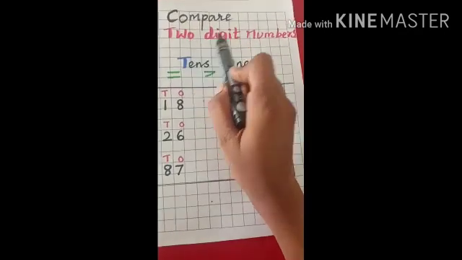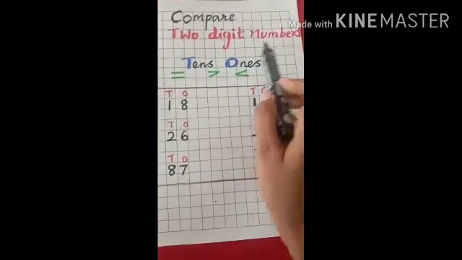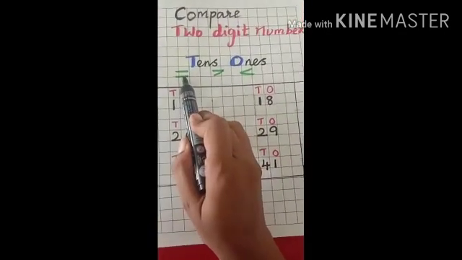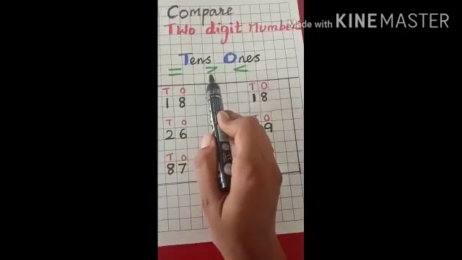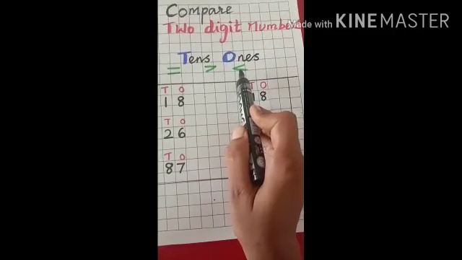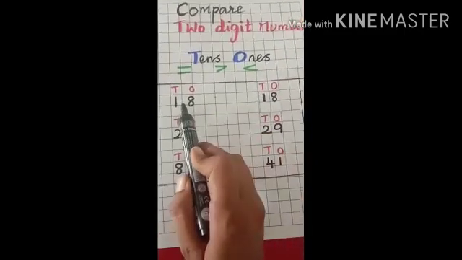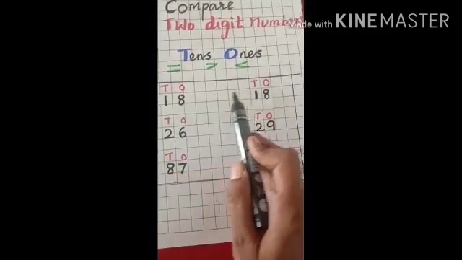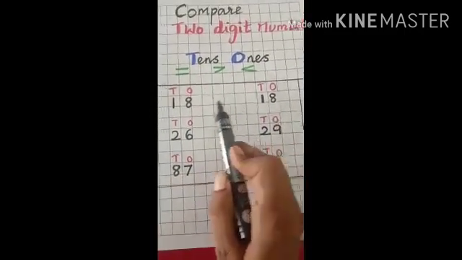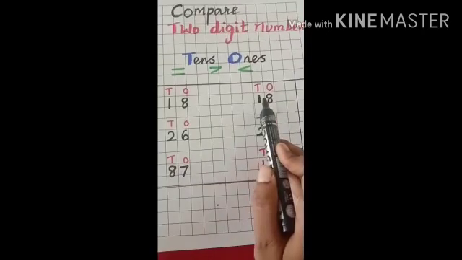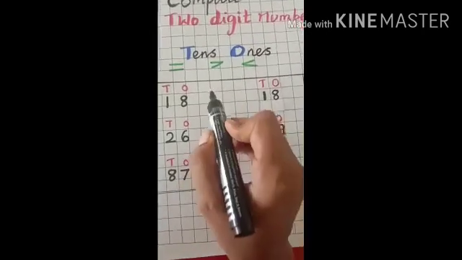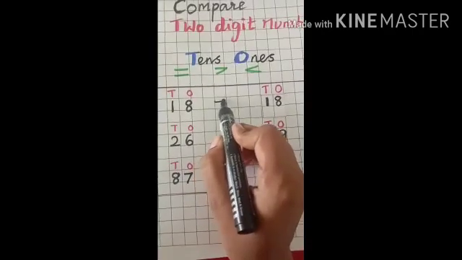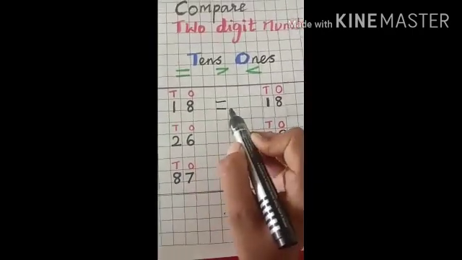Now we compare 2-digit numbers. Here you can see ones and tens place. Here equal to sign, greater than sign and less than sign. Here you got a number. What number? 18. There also we got 18. We are going to compare the two numbers. Here also 18 and there also 18. So it is equal. Good.